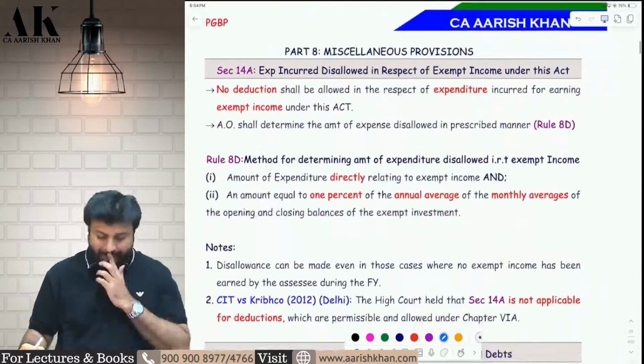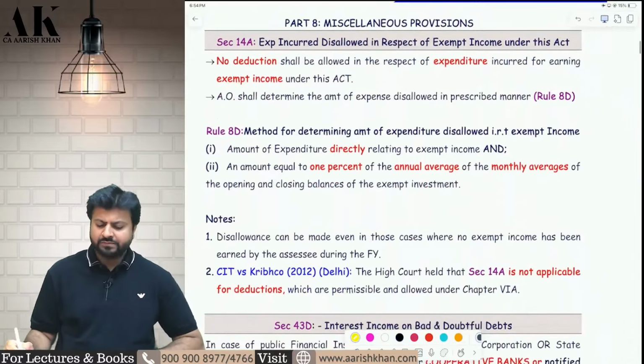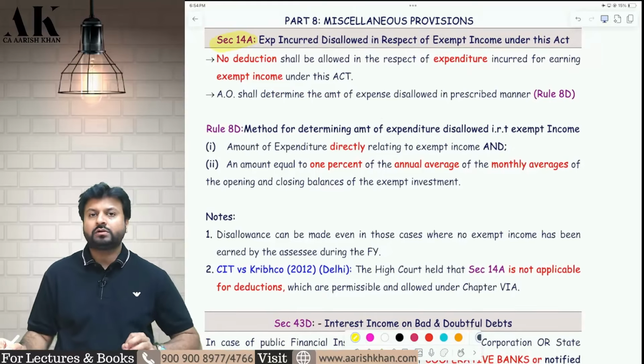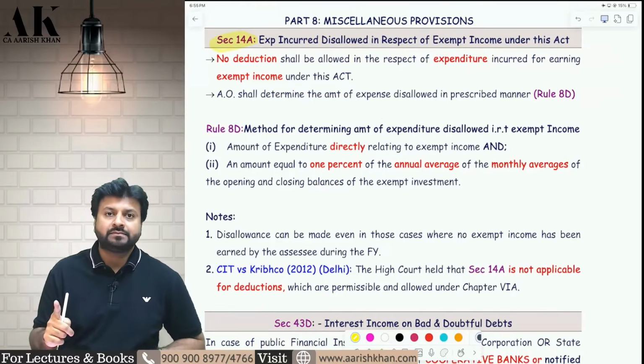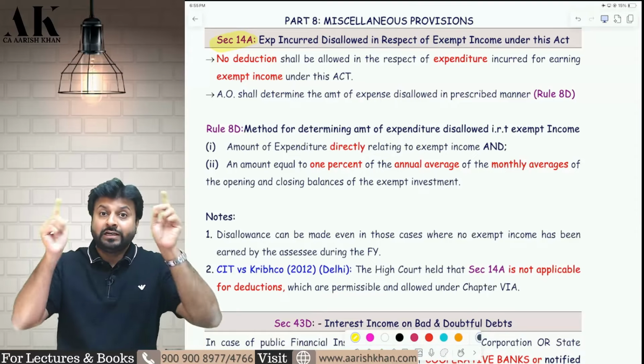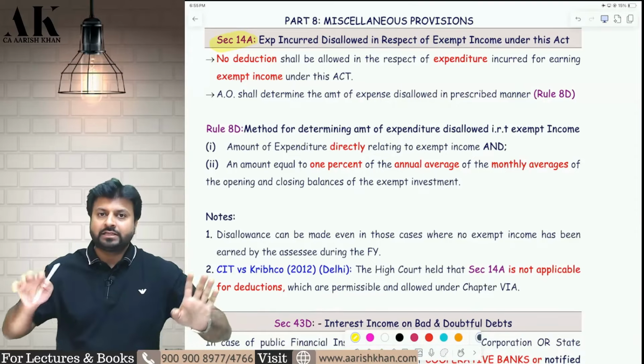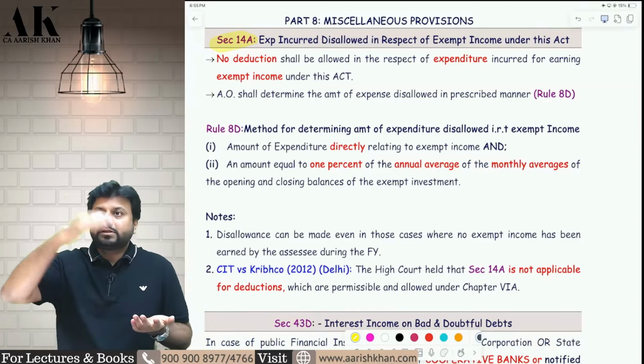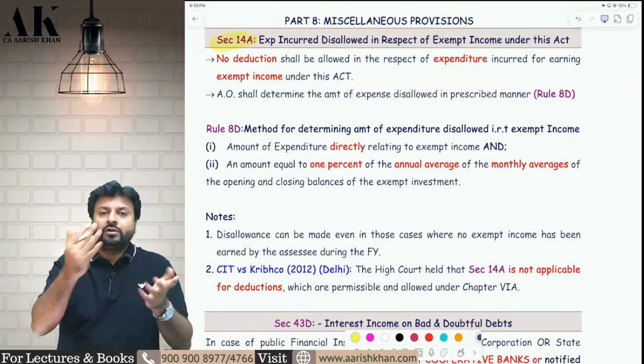Okay, now some last few provisions. Miscellaneous part, one small section is there, 14A. What is this section all about? If you incur any expense for an income which is exempt under section 10, then that expenditure will not be allowed. So if I have taken a loan for the purpose of earning an exempt income, then that interest will not be allowed to you.